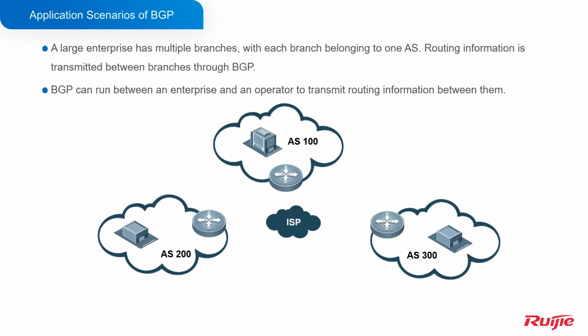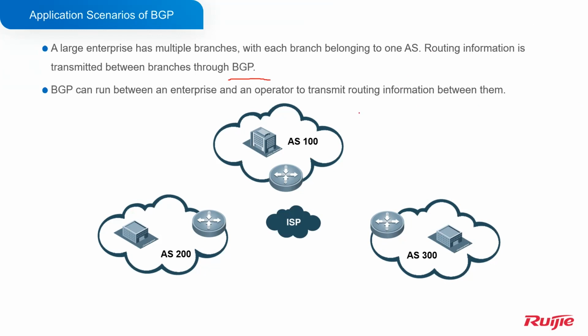For example, if we have a large enterprise and we deploy multiple branches in different cities, and one branch belongs to one AS. And now if the headquarters and branches want to communicate with each other, we must provide the routing information, because we have lots of network devices in the whole enterprise. So the protocol we choose is BGP.